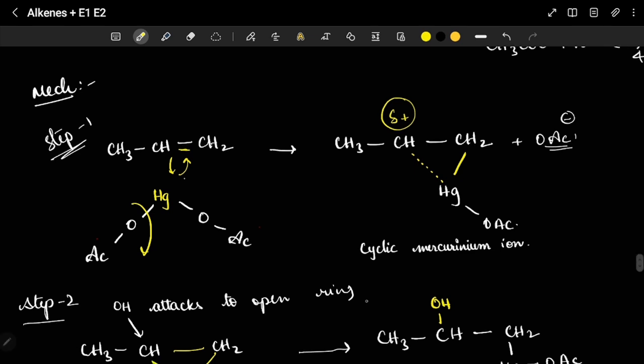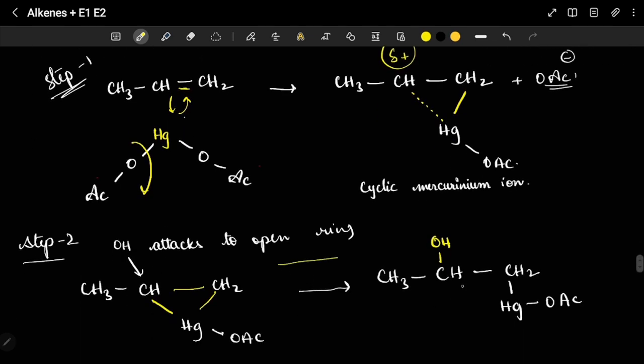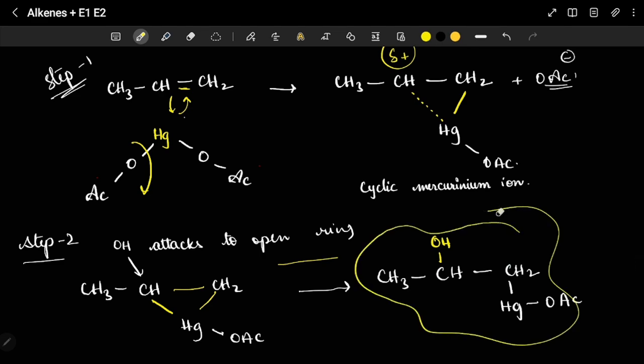So this complex is called cyclic mercurium complex or cyclic mercurium ion. This is highly stable. Okay. And then OH hence attacks on the open ring. So this will be the product formed.